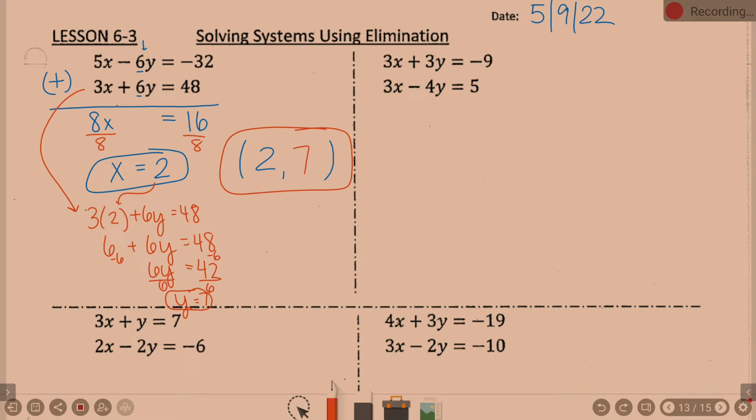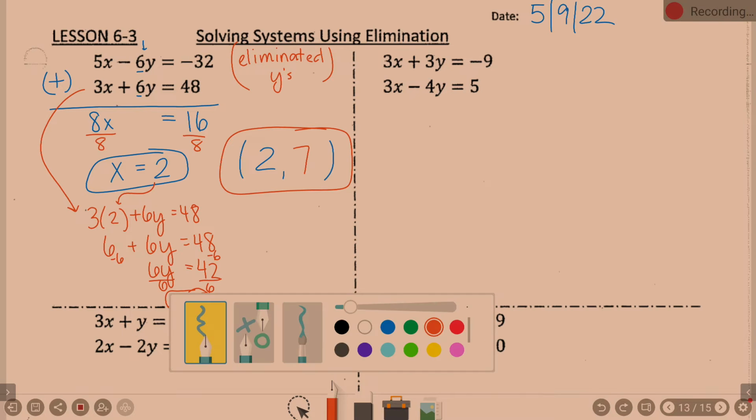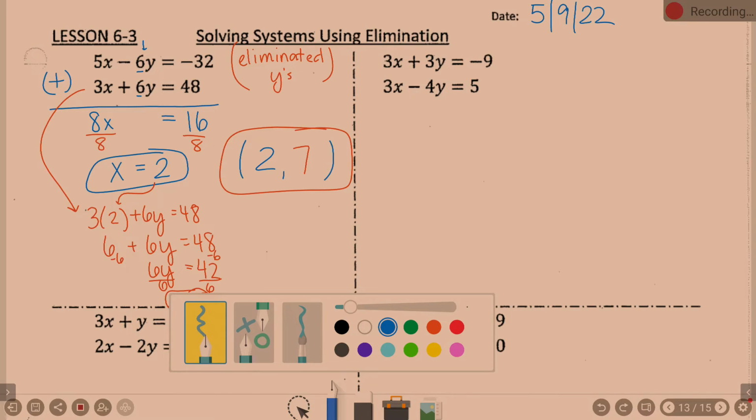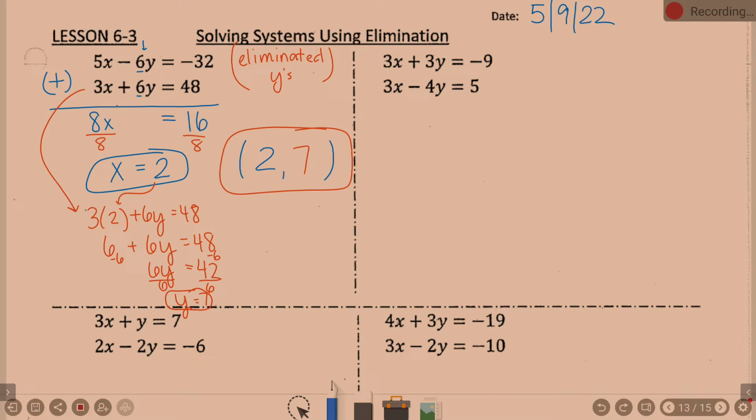I'm going to backtrack real quick and say, okay, what did we do here? We eliminated the y's. Not that you have to write that down, but for the record, we eliminated y's. Well, look at the one next to it. 3x plus 3y equals negative 9. 3x minus 4y equals 5. Why would you pick the x's? We want to eliminate the x's because they're both 3x's.